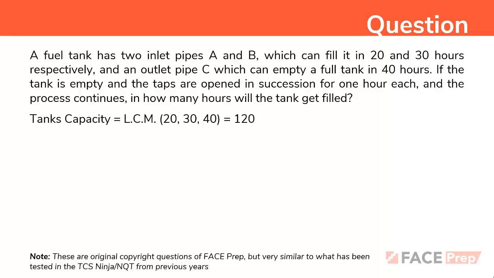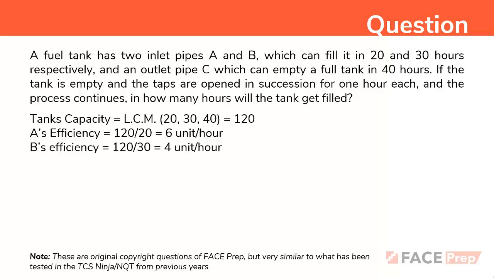If I'm asking you what is the efficiency of A, efficiency will be the total units and how much time it requires to fill it. So 120 divided by 20 will give me 6 units per hour. This is the efficiency of A. Likewise, the efficiency of B will be 120 by 30, which is 4 units per hour. Likewise, C's efficiency will be minus 3 units per hour because it is the outlet pipe. A and B are filling the tank, but C is emptying the tank. So minus will come, hence it is minus 3 units per hour.